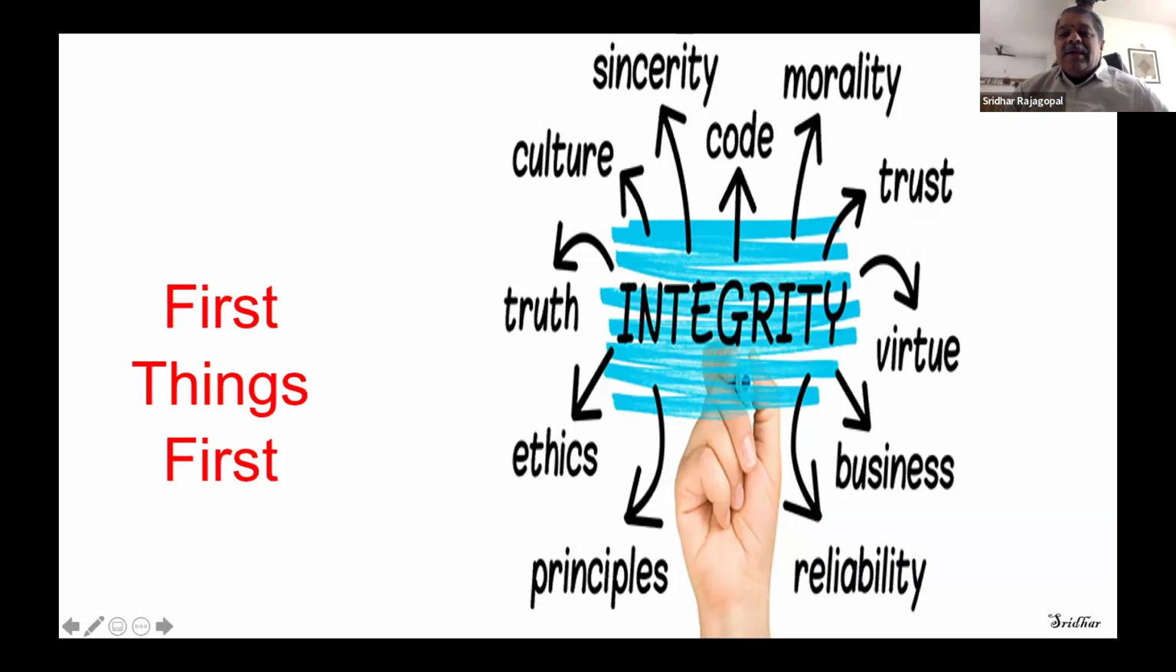And this is something which should be the true north for all people, whether you are a working professional or an entrepreneur or whoever. Integrity basically means that our true north is aligned with doing the right things at the right time in the right way and with absolute sincerity and so on and so forth.